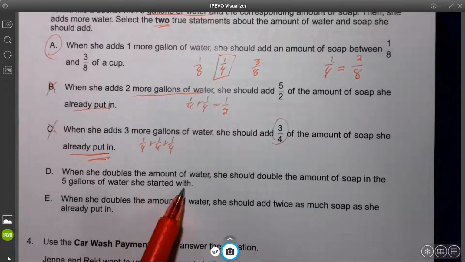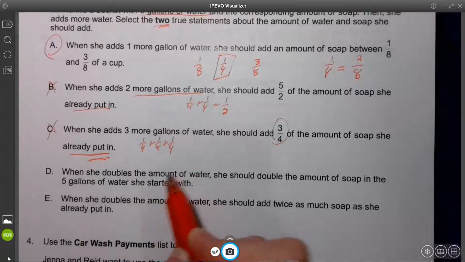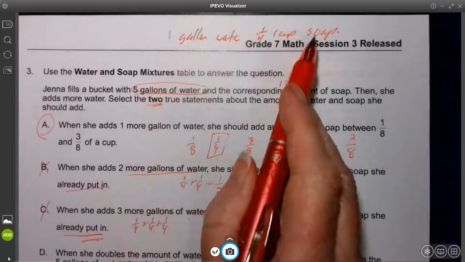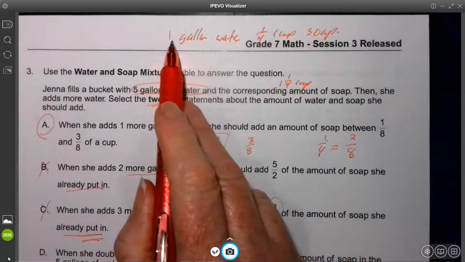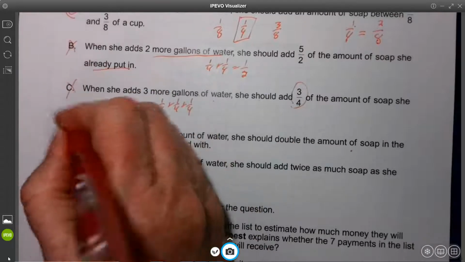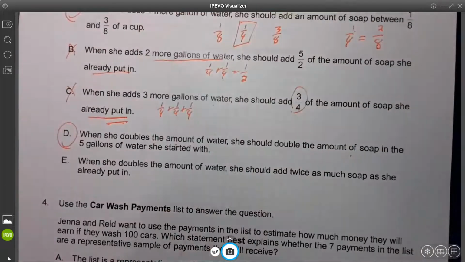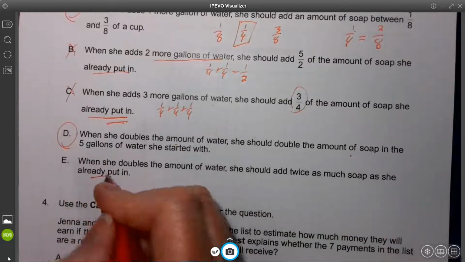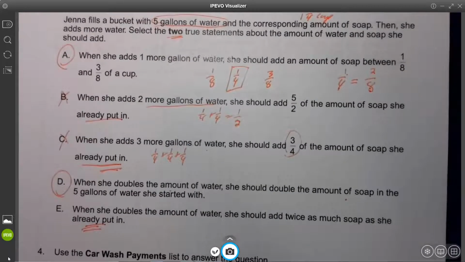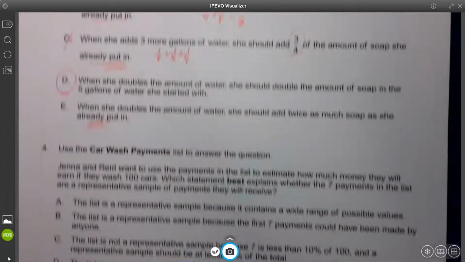When she doubles the amount of water, she must double the amount of soap in the 5 gallons she started with. Yes, because if she doubles the water, she has to double the soap. Double the water, double the soap. So if I double it to 10 gallons, whatever, I'm going to have to double the soap. Hey, and I think we have our 2, but let's just double check. When she doubles the amount of water, she should add twice as much soap as she already put in. They keep on tricking us with this already put in. Don't fall for it, okay? So you have to read all the words. Don't go through these quickly. Remember time. Use your time.